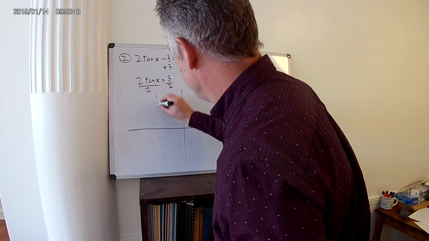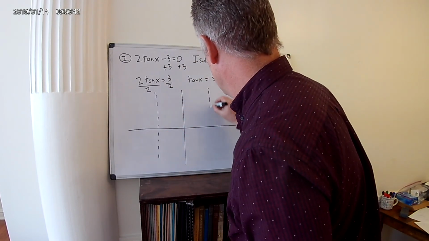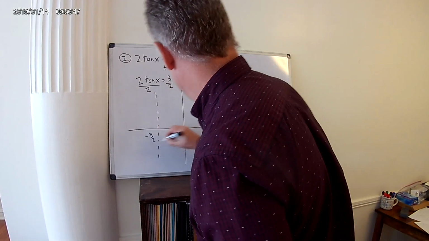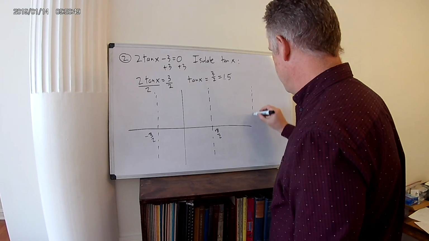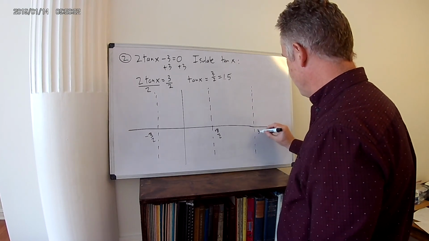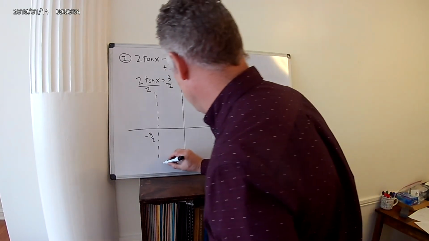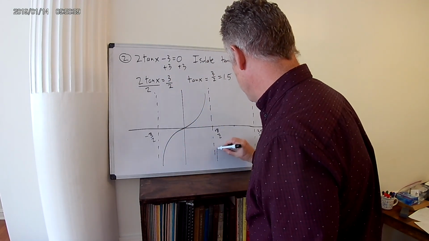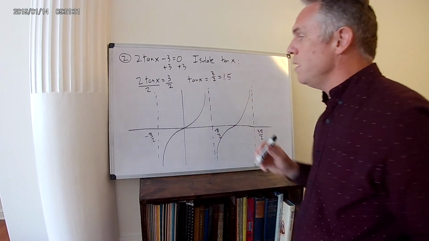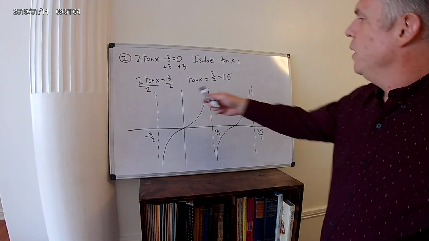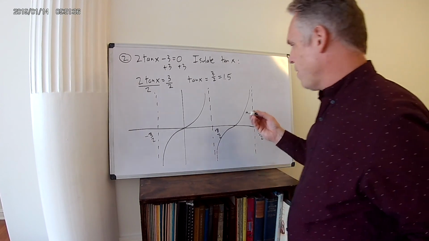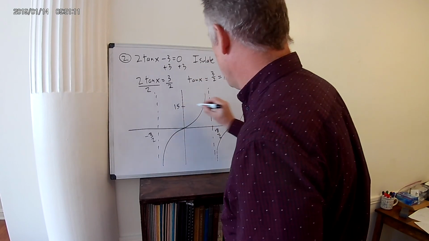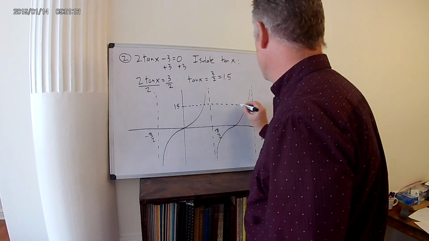Okay, and tangent of x has asymptotes at pi over 2 and minus pi over 2, and another asymptote at 3 pi over 2. And then tangent looks like this. It comes up, goes through there, and goes like that. And then it does the same thing over here, like that. It repeats. Okay, so we want to find the places where tangent of x equals 1.5. Well, if I label this as 1.5, I can draw a horizontal line like this.